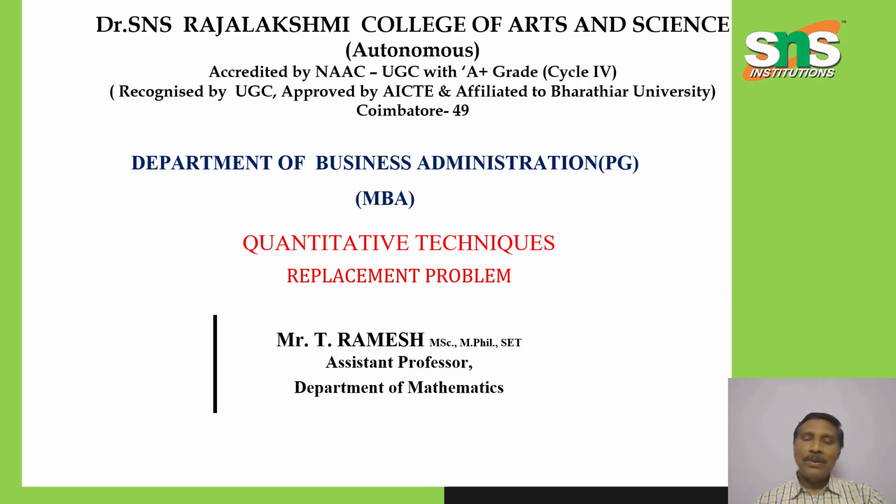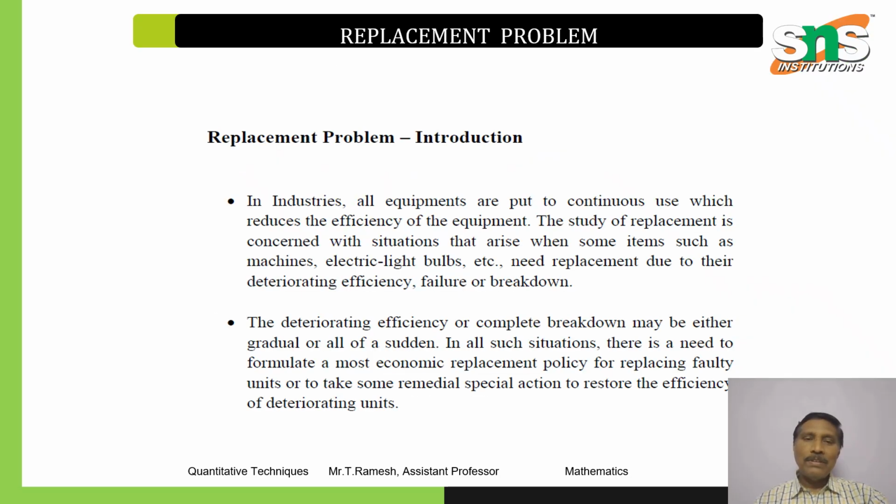In this lecture series video, we are going to discuss the replacement problem from quantitative techniques. Before that, what is a replacement problem? Suppose all equipment is put to continuous use, which reduces the efficiency of the equipment. The study of replacement is concerned with situations that arise when some items such as machines, electric bulbs, electrical lights, and so on need replacement due to deteriorating efficiency, failure, or breakdown. The deterioration in efficiency or complete breakdown may be either gradual or all of a sudden.